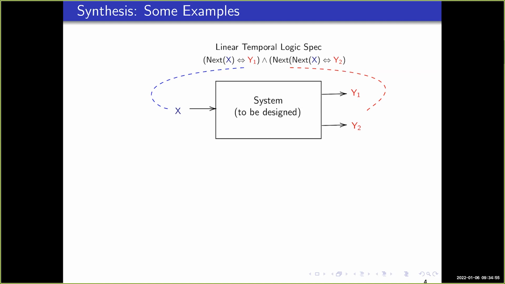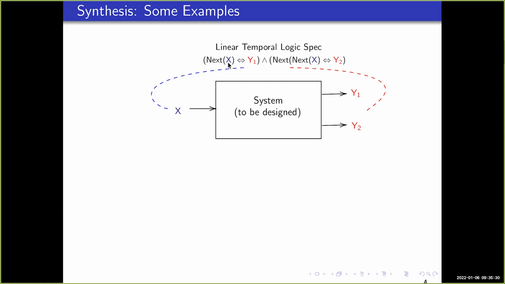And this is specifying some relation between a single input and two outputs. I want my system which has a single input and two outputs. And what is the specification saying? It is saying that the current value of y1 should be the same as the next value of x, and the current value of y2 should be the same as the value of x 2 steps down the line. Is that clear?